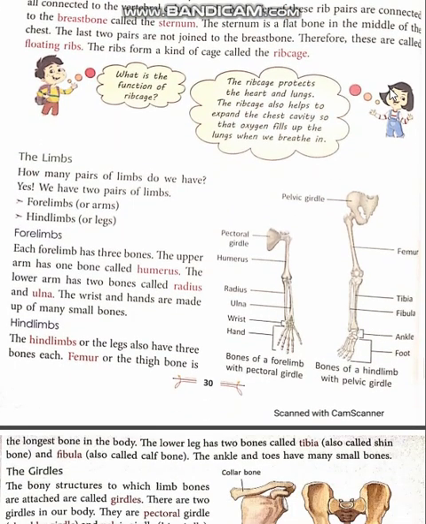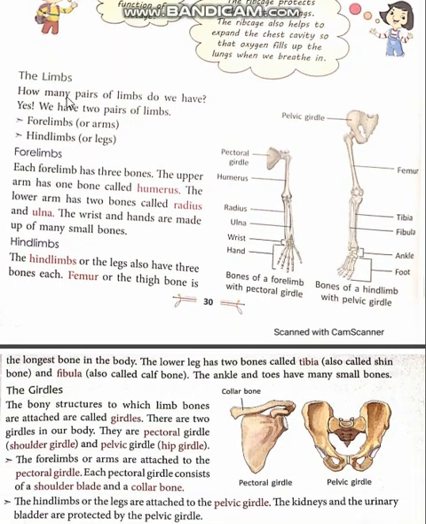Look here. Limbs. How many pairs of limbs do we have? We have 2 pairs of limbs. Those 2 pairs are our arms and our legs. In science we call them forelimbs and hind limbs. We have 2 forelimbs and 2 hind limbs. So in total we have 2 pairs, meaning 4.